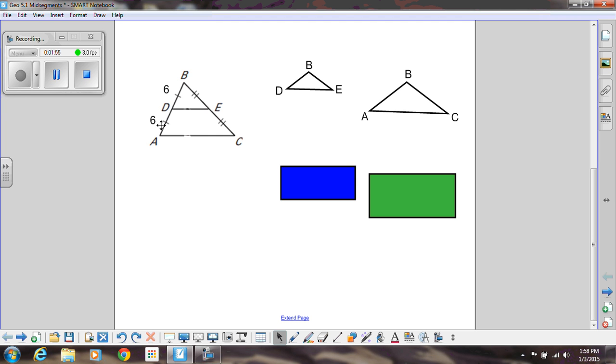So if this is 6, this has to be also 6. And let's just say this is 7. That means that this length is also 7. So when I split these triangles up, this side also has to be 6, and this side also has to be 7. Now for the big triangle, think about what that's going to be. On ABC, this whole side is going to be a total of 12, 6 plus 6. And then this whole side is going to be a total of 14.